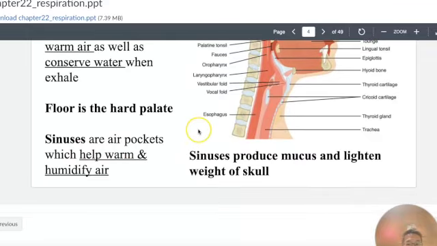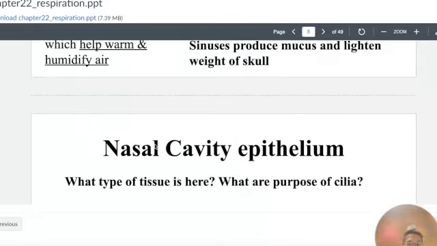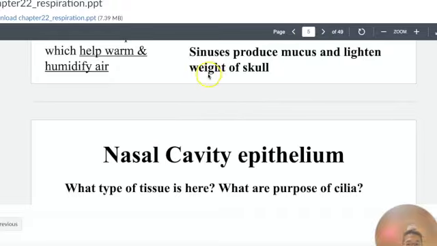Sinuses are air pockets as well, right there and right there. They also lighten the skull, right there, lessening the weight of the skull.